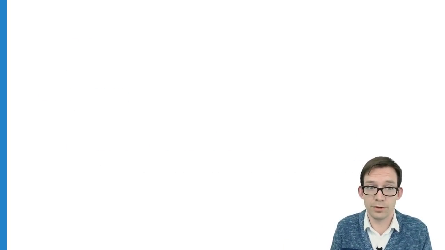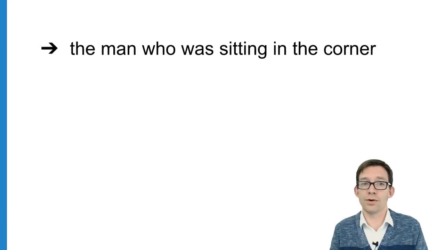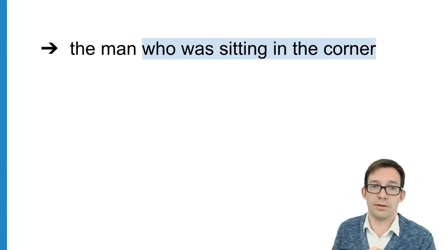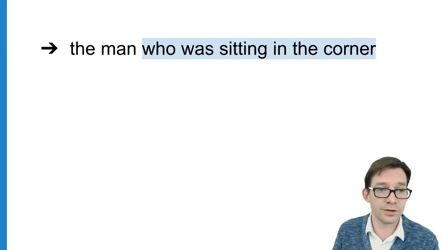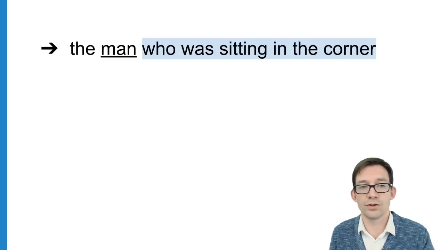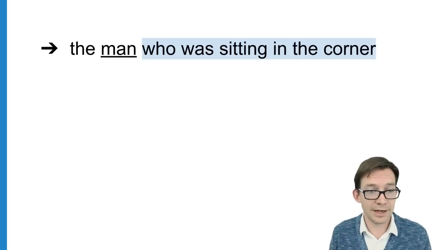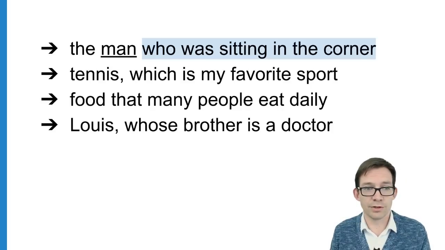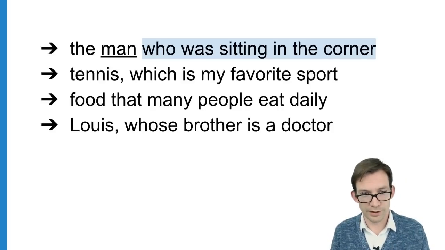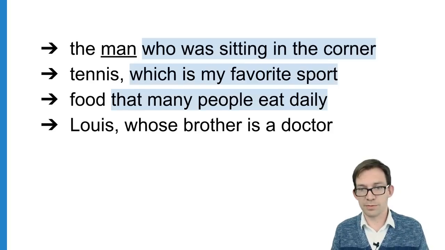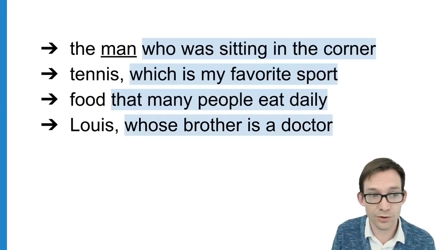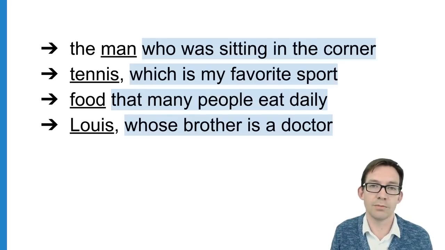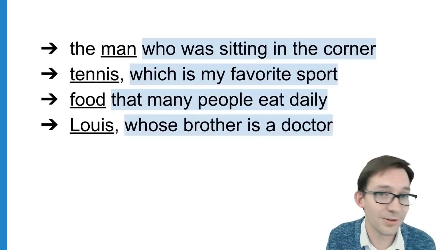So the clause here, who was sitting in the corner, is considered an adjective clause because it's describing man, okay? So you're describing man with that clause. And here's some other examples of adjective clauses, right? Tennis, which is my favorite sport. Okay, food that many people eat daily. Lewis, or Luis maybe, whose brother is a doctor. Now all of these clauses are describing the nouns that come before them, and therefore they're considered adjective clauses.